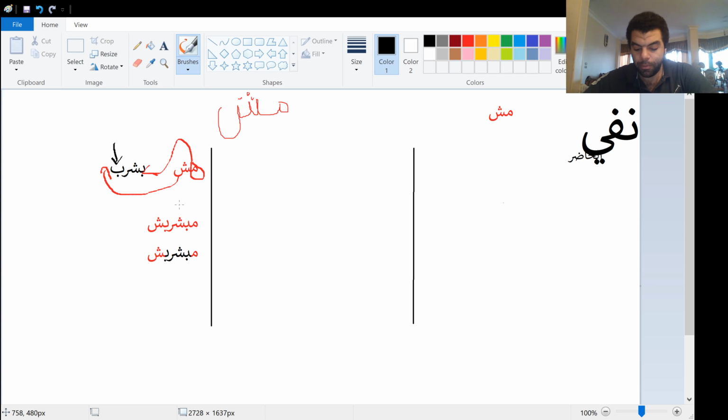But now b is connected to something else. What does that mean? It means I added another letter after it, okay? So this is why it looks like this. This is why we added sheen, and the b changed its shape a little bit, okay? So ما بشربش, we have meme here, the red part, and then sheen. So basically it's the word mish right here, but separated and turned into a sandwich.